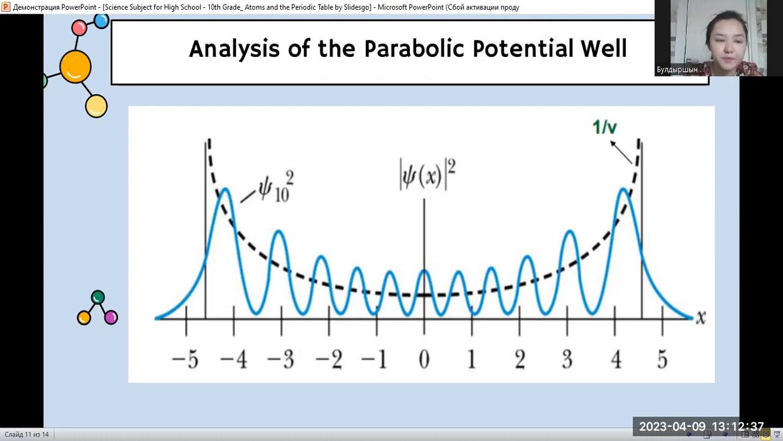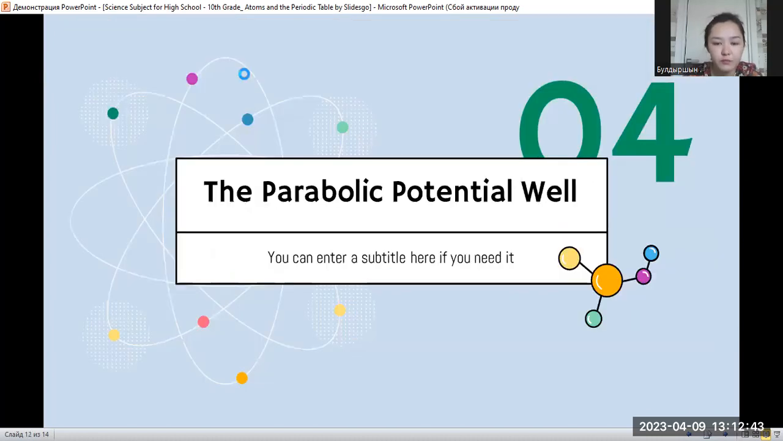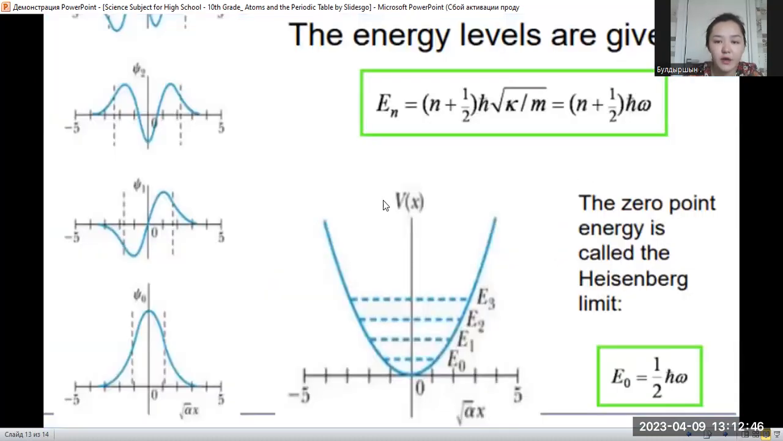And the analysis of the parabolic potential well. In this picture, we see the analysis of the parabolic potential well, and the energy is given by E n equals n plus 1 divided by 2 times h bar omega, and the zero-point energy is called the Heisenberg limit.